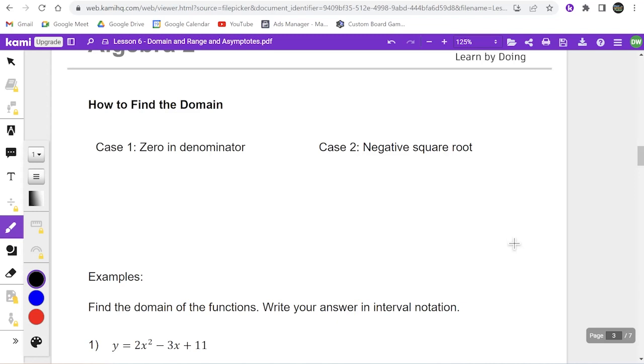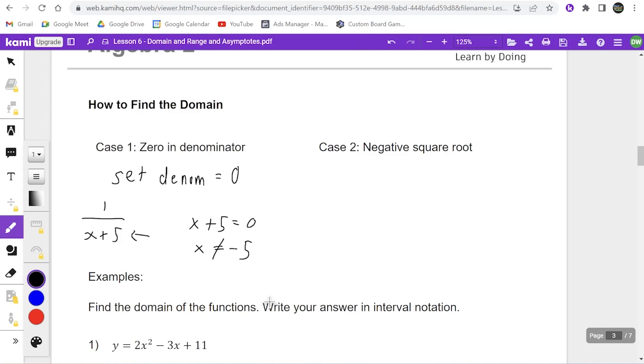Okay, so case 1, the 0 in the denominator. How do we find that? All you need to do is set your denominator equal to 0. And so what that means is, if I have an example of, let's say, 1 over x plus 5, then I need to set my denominator equal to 0. x plus 5 equals 0. You end up getting x equals negative 5. But remember, we're saying x cannot be negative 5 because we can't have 0 in the denominator. So basically, the domain would be every number except for negative 5. That's how you'd write that in English.